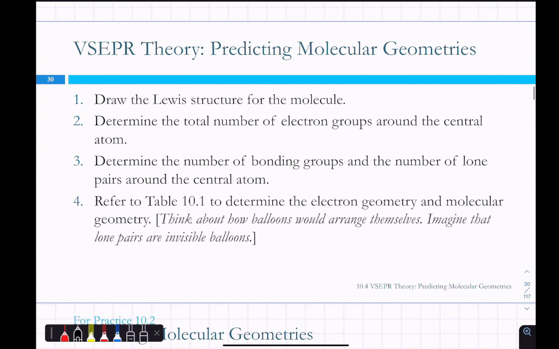Oh yeah, just some steps. And then we're going to skip the practice problems here because we're going to start working on the lab. Draw a Lewis structure for the molecule to determine the total number of electron groups around the central atom. Determine the bonding groups and number of lone pairs around the central atom, and then you can refer to that table. Let me just make sure that we're not missing something else. No, I think we're good. I think that covers us for all of this.